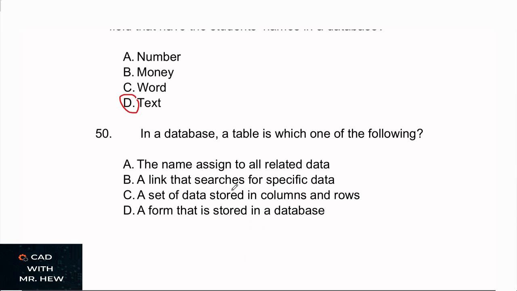Okay, question 50. How many questions did you get correct so far? All right, let's go back to question 50. In a database, a table is which of the following? We have A, the name assigned to all related data. B, a link that searches for specific data. C, a set of data stored in columns and rows. D, a form that is stored in a database. The correct answer is C.